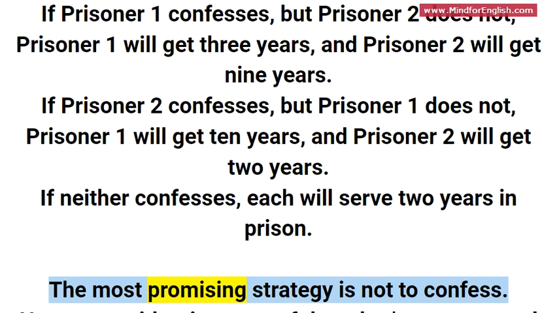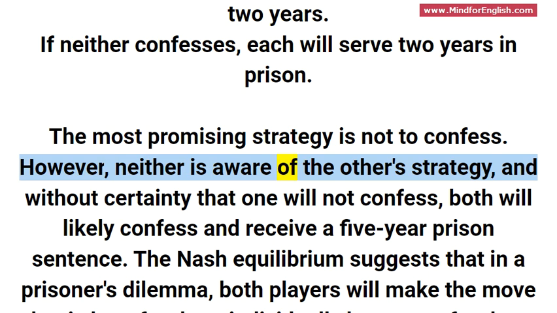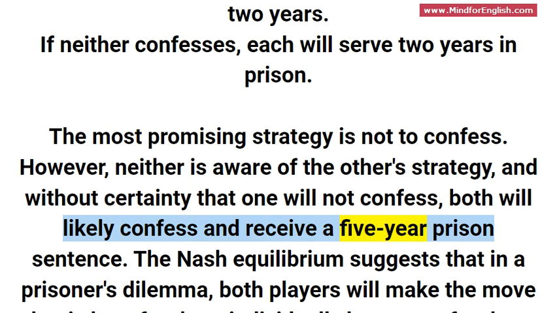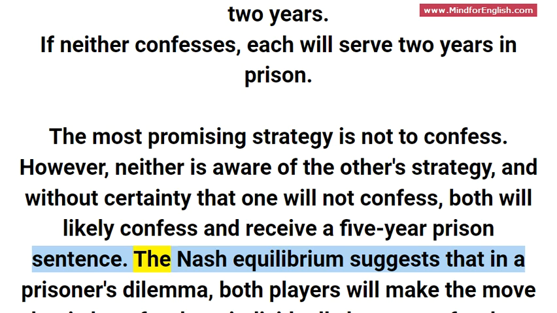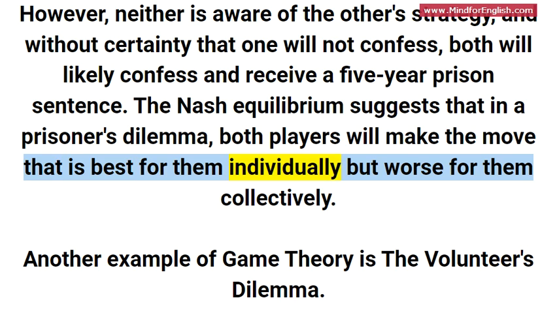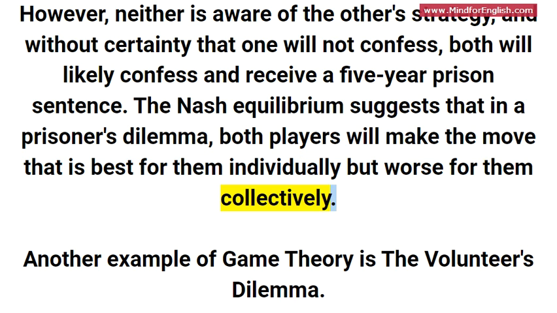The most promising strategy is not to confess. However, neither is aware of the other's strategy, and without certainty that the other will not confess, both will likely confess and receive a 5-year prison sentence. The Nash equilibrium suggests that in a prisoner's dilemma, both players will make the move that is best for them individually but worse for them collectively.